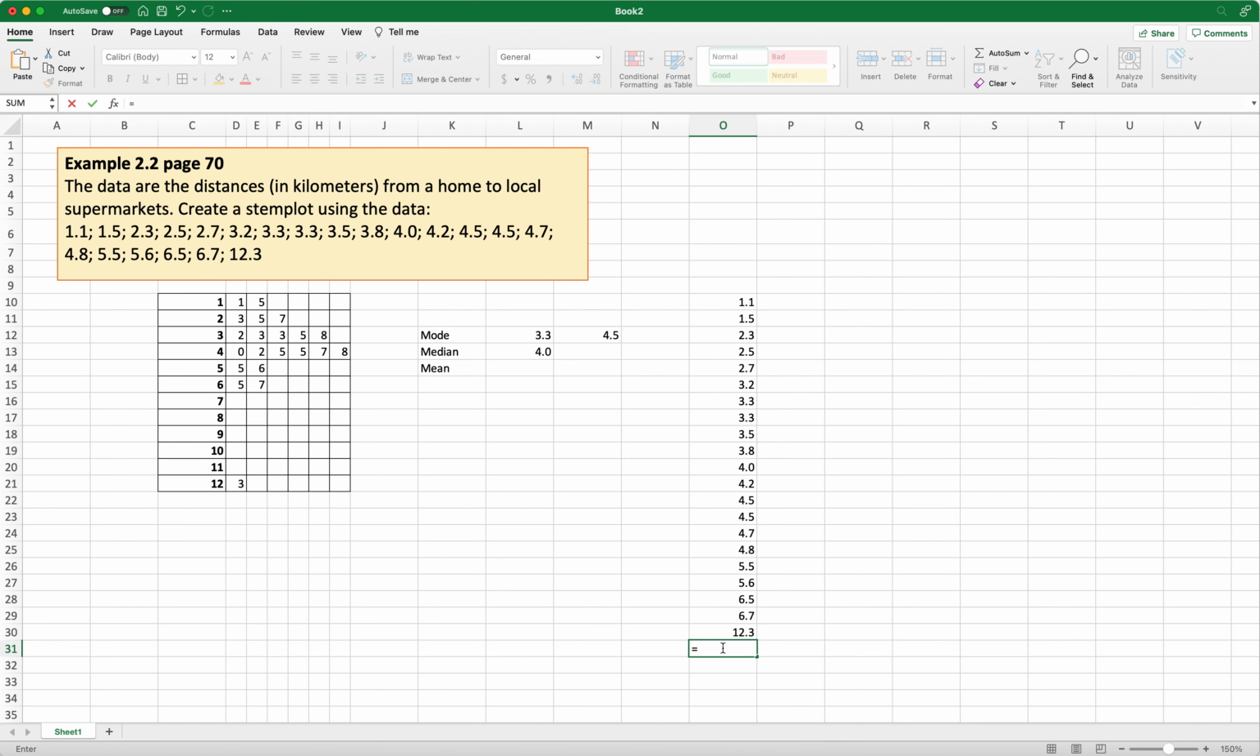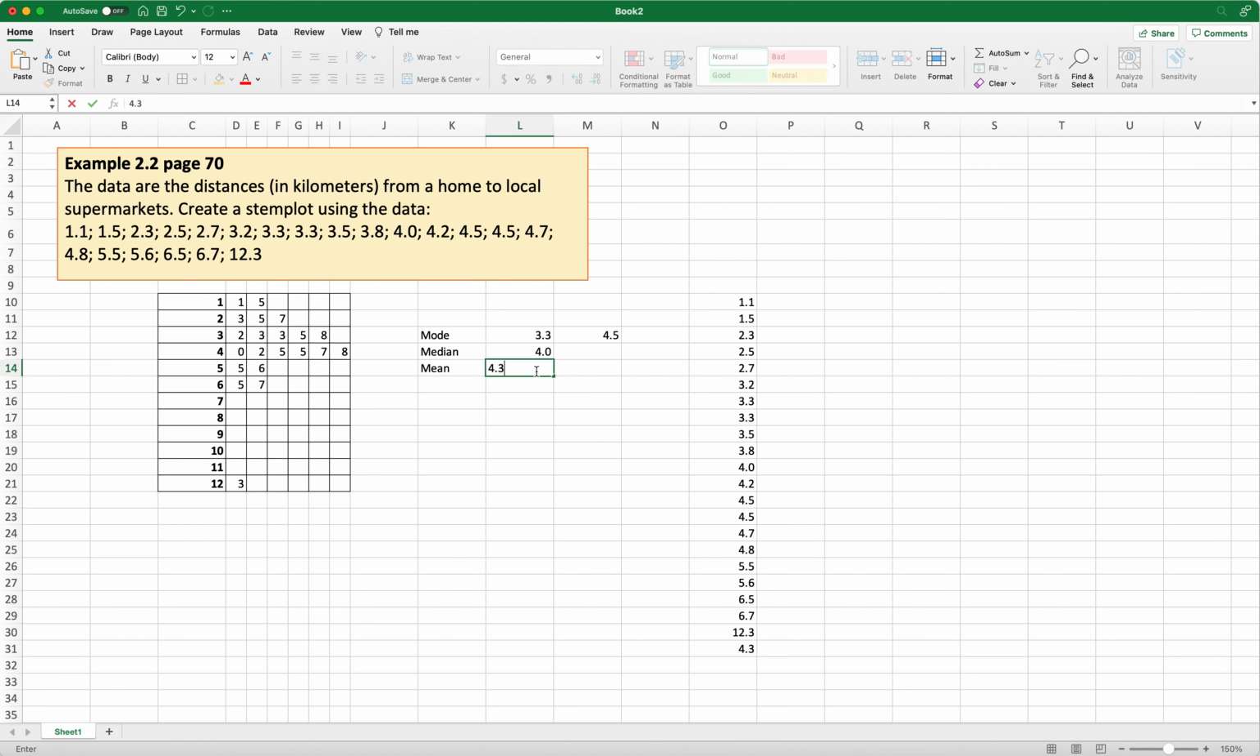I can take the sum of all this, and I could divide it by the count. I know it's 21, but the count is also the same thing, so I should be getting 4.3095. I don't need all those decimal places. We're not flying rocket ships to the moon, so we're getting 4.3.